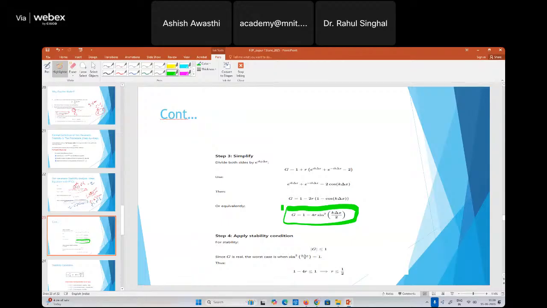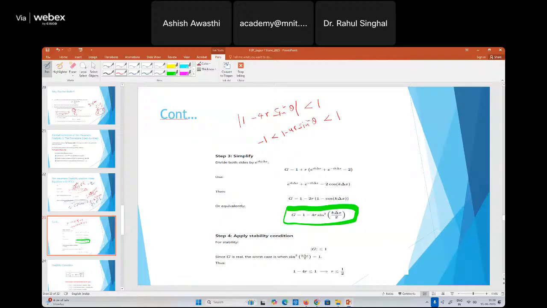Now we need to apply the condition that the modulus of g should be less than or equal to 1. That is important now. So what happened actually? 1 minus 4r sine square theta, I'm writing just theta, should be less than 1. Now let us see what the condition on theta or r will be. That can be written as minus 1 is less than 1 minus 4r sine square theta, which is less than 1.